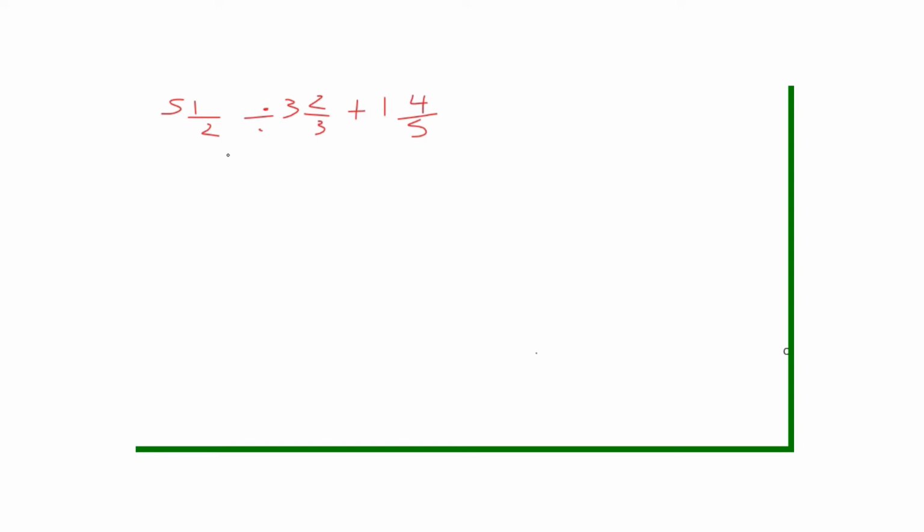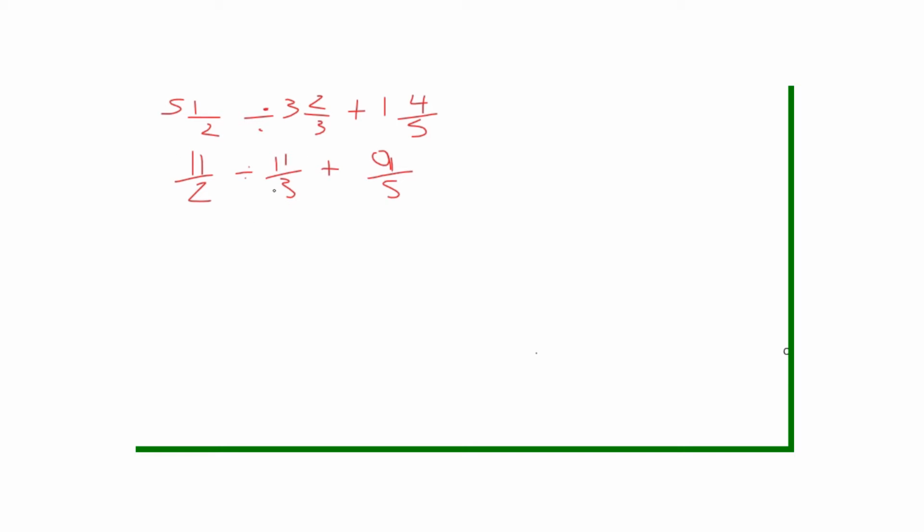The CXC question 1. What we're going to do here first is change to improper fractions. So we have 2 times 5 is 10 and 1 is 11 over 2, divided by 3 times 3 is 9 and 2 is 11 over 3, plus 5 times 1 is 5 plus 4 is 9 over 5.